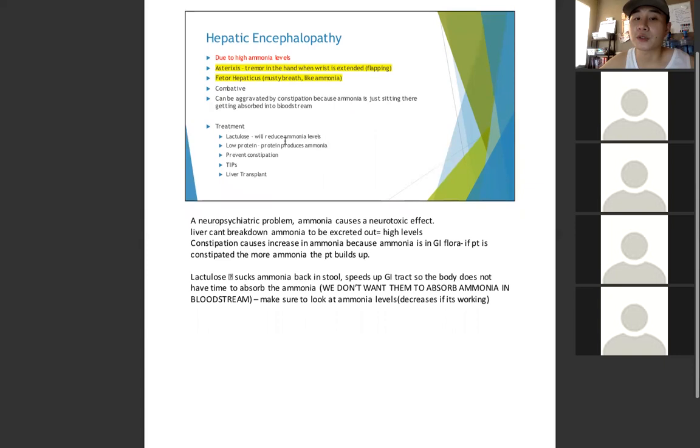Lactulose is the laxative that I mentioned earlier. Low protein, because protein produces ammonia. When the body breaks down proteins, the byproduct is ammonia. So we give them a low protein diet. We prevent constipation, give them fiber, and have them drink fluid. The TIPS procedure is where they add a stent in the vessel to reduce the pressure of the portal vein, and finally a liver transplant if nothing works.